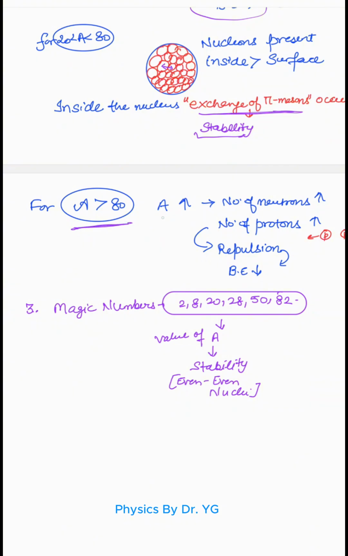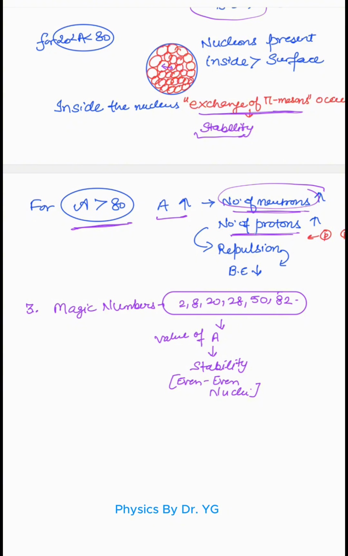Now let's shift on to what is happening in this case for higher nuclei, that is A greater than 80. A greater than 80 means the value of A is increasing. As the value of A is increasing, the number of neutrons is also increasing and the number of protons is also increasing. Although neutrons are neutral, the number of protons is increasing inside the nucleus.